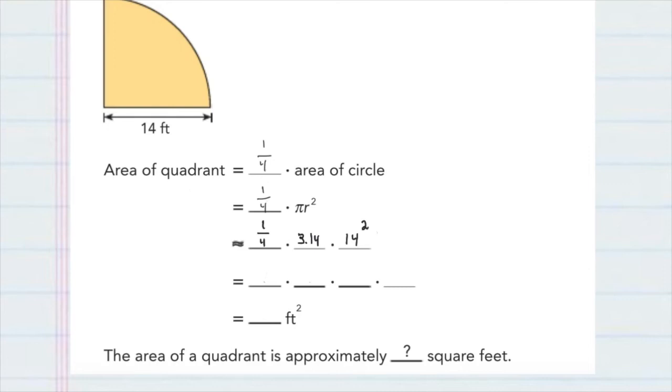And as we keep going with this problem, we still have 1/4 times 3.14 times, well, 14 times 14 is 14 squared. And when we do that all out on a calculator, we get approximately 154. So that's 154 feet squared. So the area of the quadrant is approximately 154 square feet.